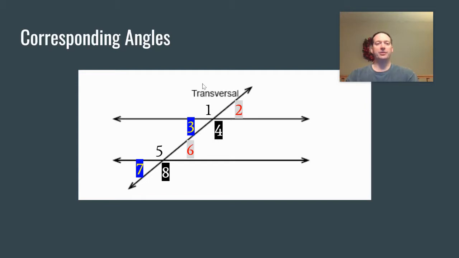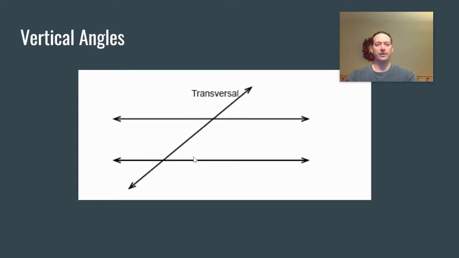Now, there's something special about corresponding angles. All corresponding angles are congruent. So 1 and 5 are congruent, 3 and 7 are congruent, 4 and 8 are congruent, 2 and 6 are congruent.